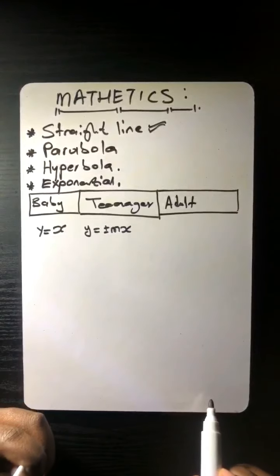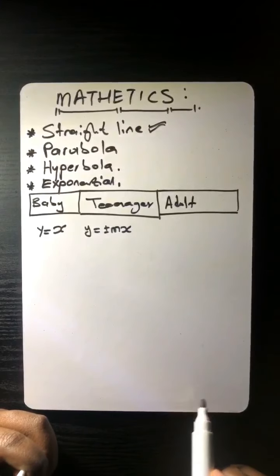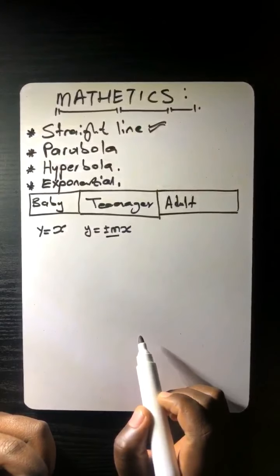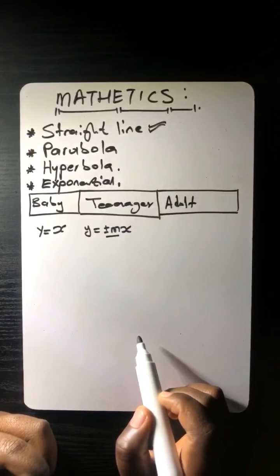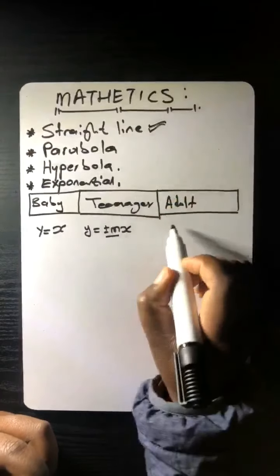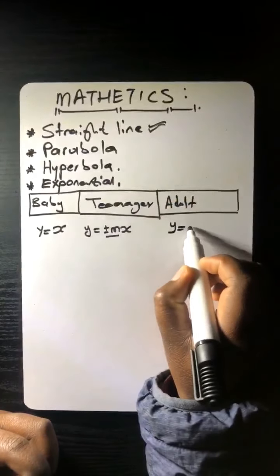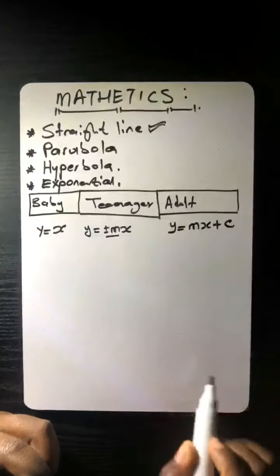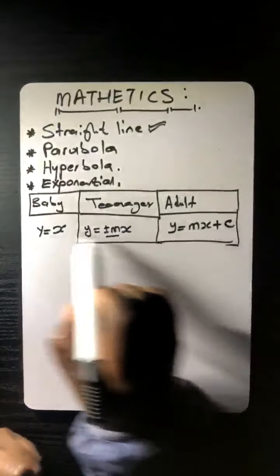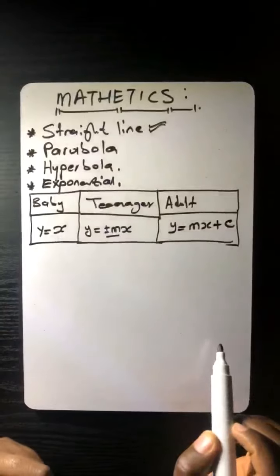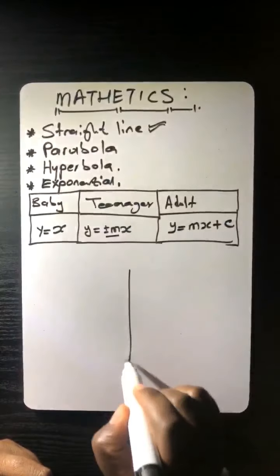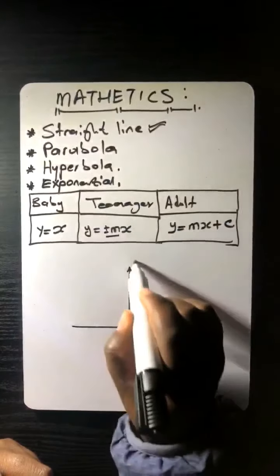Ladies and gentlemen, it did not end there. After realizing that the gradient influences the slope of a straight line, we noticed that a straight line can also move up or down. Therefore, it ended up being y equals mx plus c. So this is the adult stage of a straight line formula, or just a straight line as a function. I'll quickly explain so that you notice the difference.